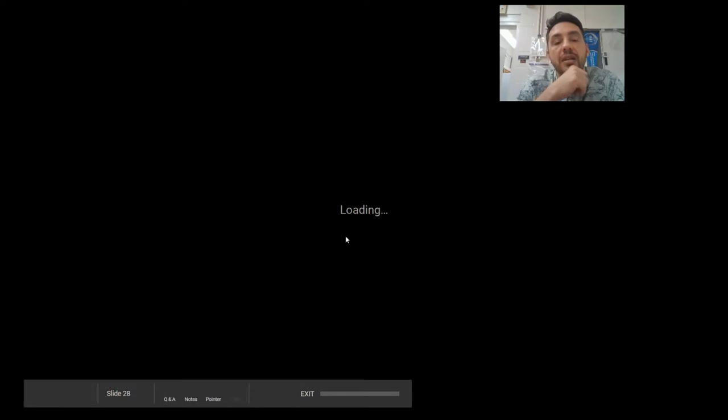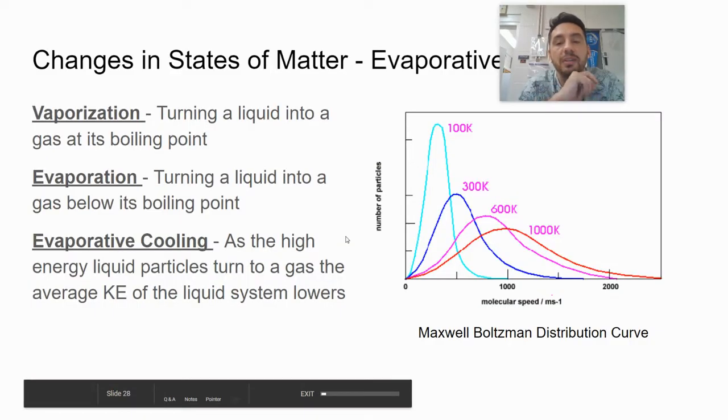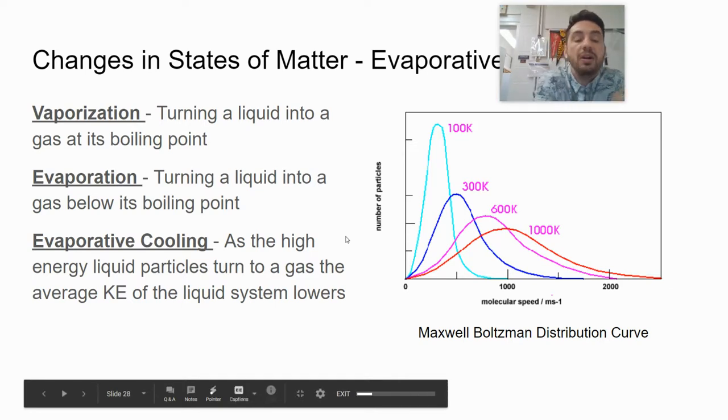Well, vaporization is when a liquid turns into a gas at the boiling point. So at the point at which vapor pressure equals atmospheric pressure, the liquid turns into a gas, we call that vaporization. At vaporization, pretty much all the particles have sufficient kinetic energy to turn into a gas, but they just haven't all broken the intermolecular forces. Some have, but not all have.